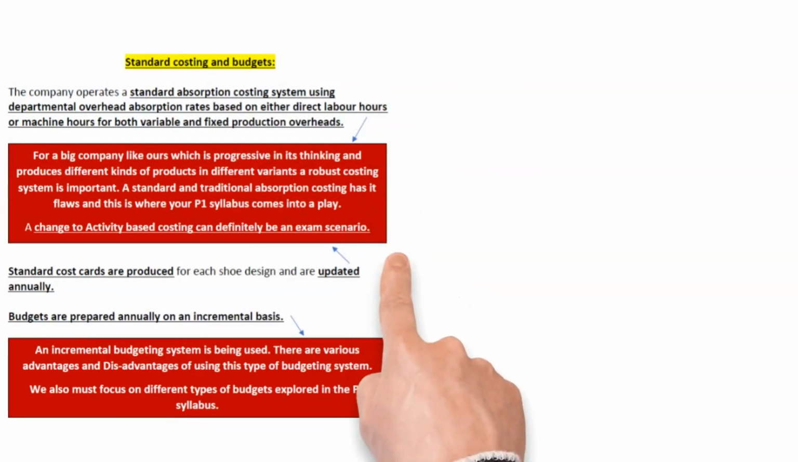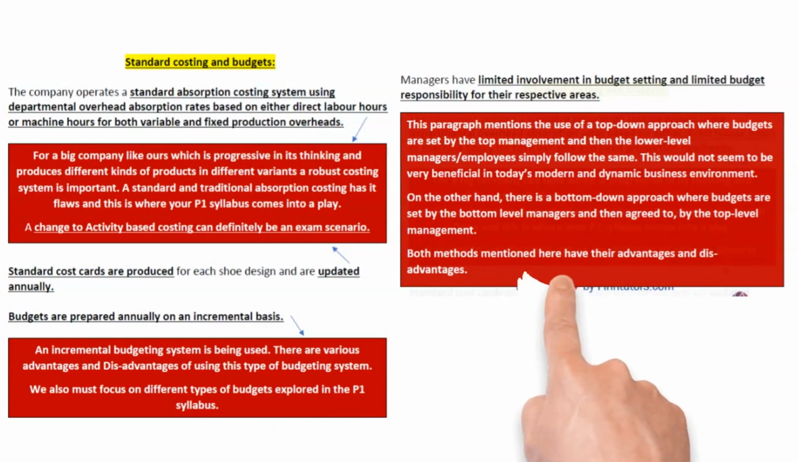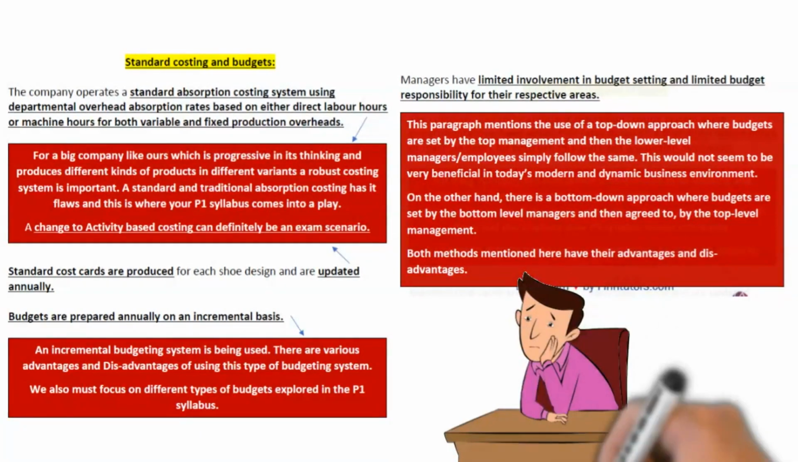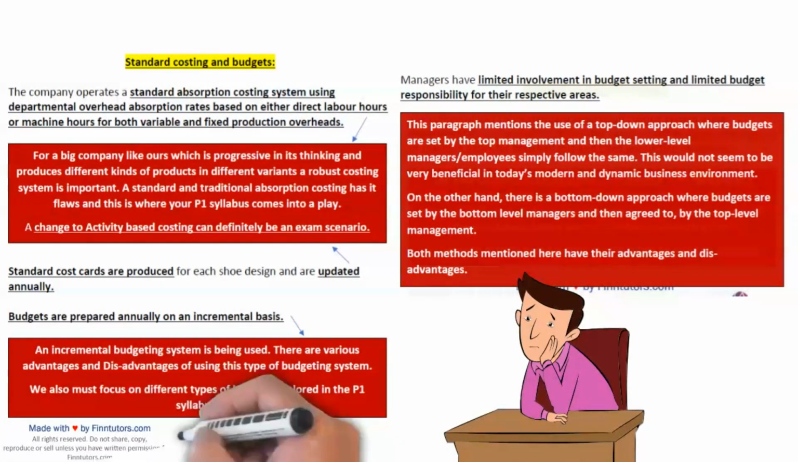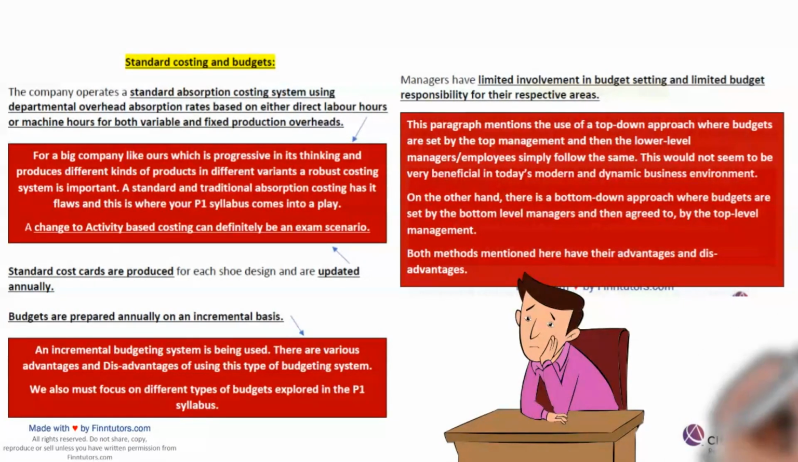Now coming to a very, very important discussion, which is your costing and budgetary discussions. Very important. So the company operates a standard absorption costing system using departmental overhead absorption rates based on direct labor hours or machine hours for both variable and fixed production overheads. So may it be variable or fixed overheads, we are using direct hours or machine hours to cost our products. Very clearly, this is from your P1 syllabus.